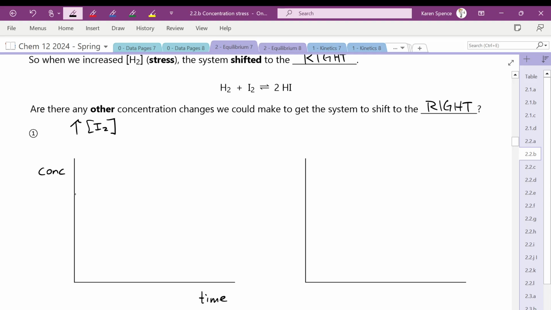So this time, you know what I'm going to do? I'm going to say, let's make this one HI, let's make this one I2, and let's make this one H2. Just whatever, just for example. Now, at this time right here, we are going to increase the concentration of I2. See if you could draw what would happen in that case.